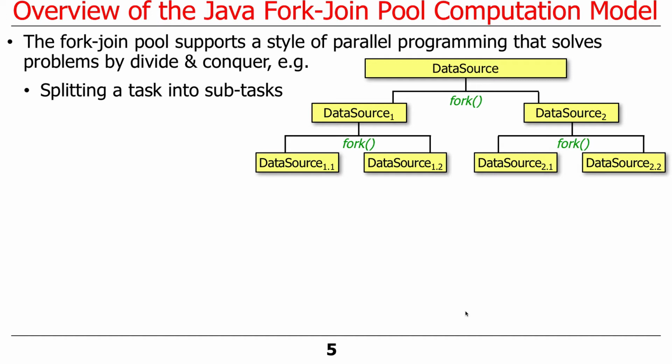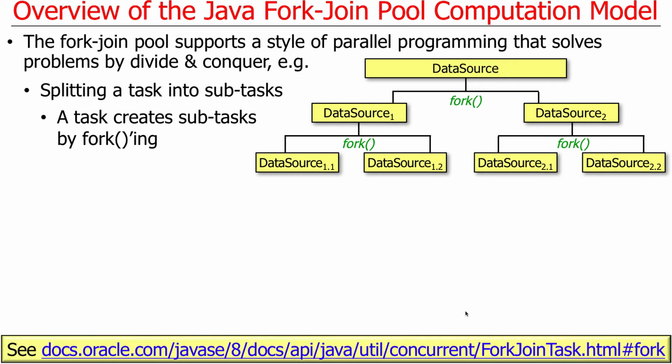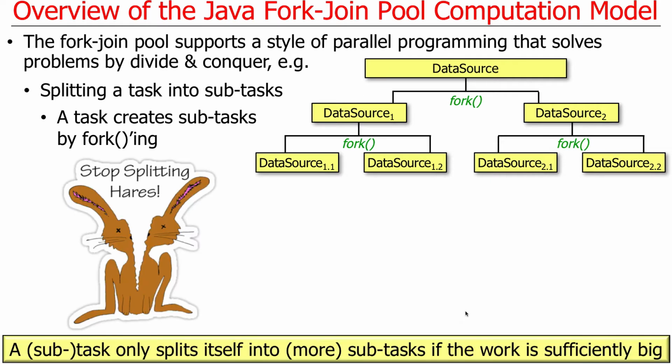So you'll see in a second when we look at some code that you actually have to call fork, and you have to split things up and so on. And the way that you do this, the way that you create subtasks, is by calling fork. We'll talk a lot more about fork, and I'll explain to you what fork does in just a minute.